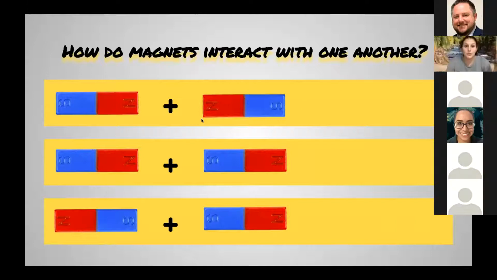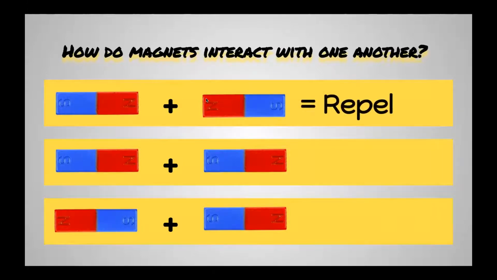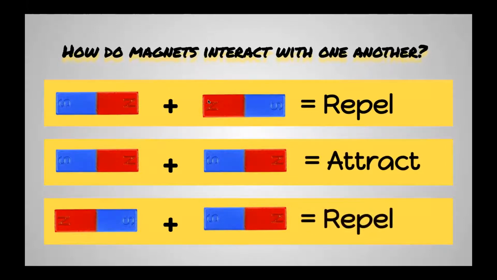So let's review our findings and draw our conclusions. So when we put two north poles together, they repelled, right? They pushed apart. Then when we brought a south pole and a north pole together, they were attracted. Then when we brought two south poles together, they repelled again. So that tells me that when the poles are the same, it repels. And when they are the opposite, they attract.